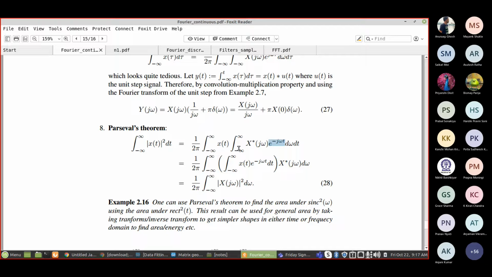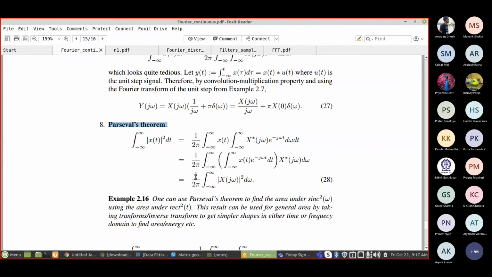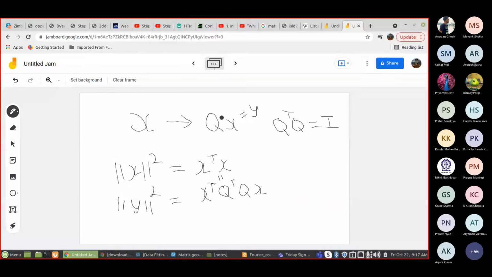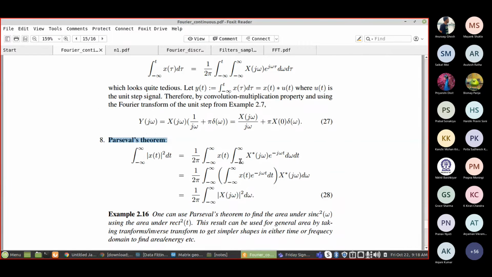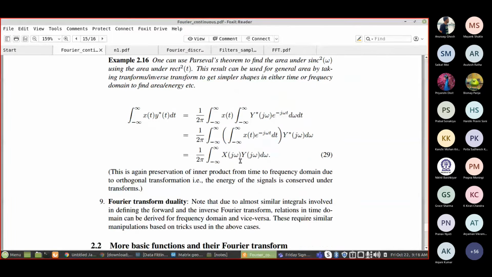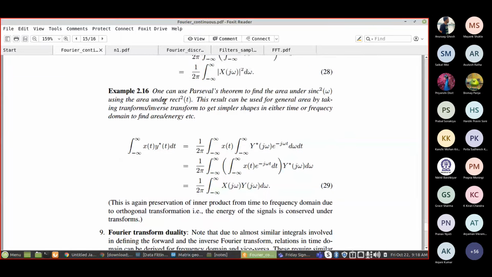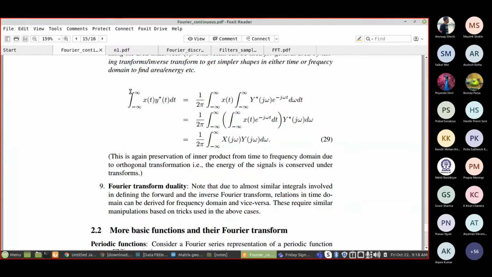So this is just an analogy. You can always remember Parseval's theorem using this. It preserves length or distance. There is this 1 over 2 pi factor, but apart from that, it's basically saying this. Moving on, this also hopefully you have seen. This is like preserving inner products, but let me not get into those details.